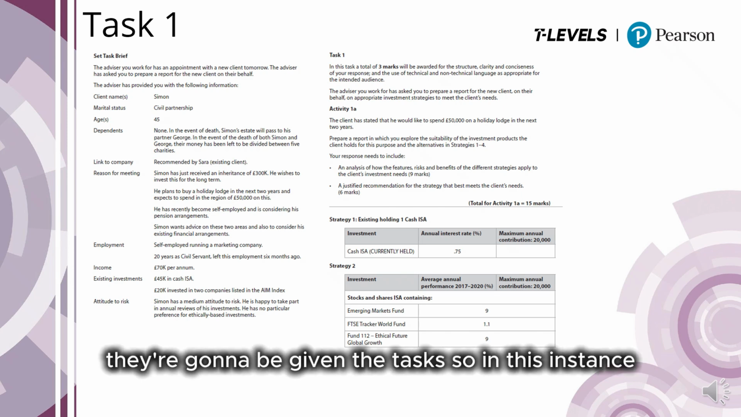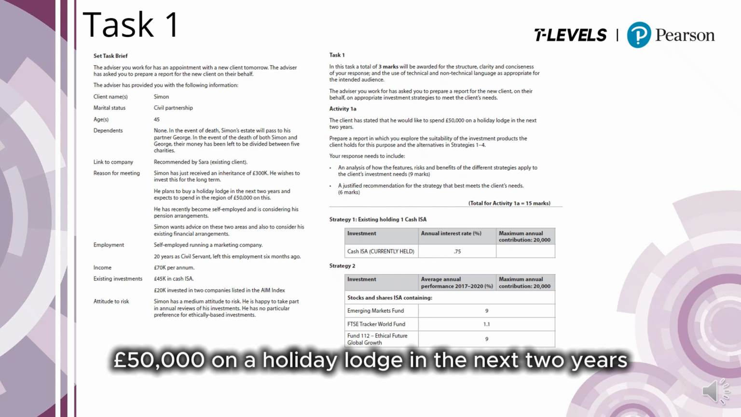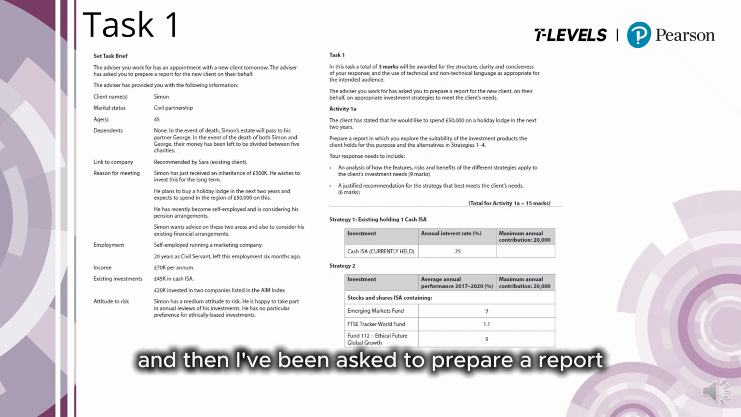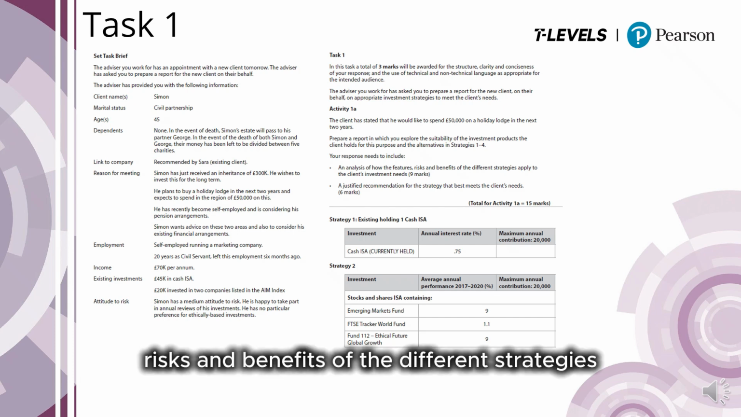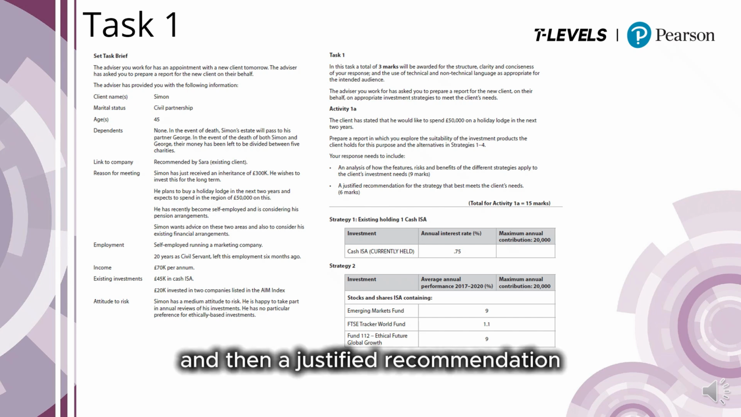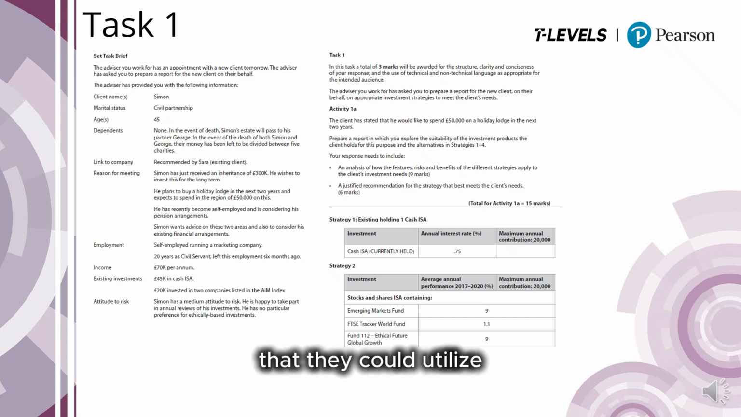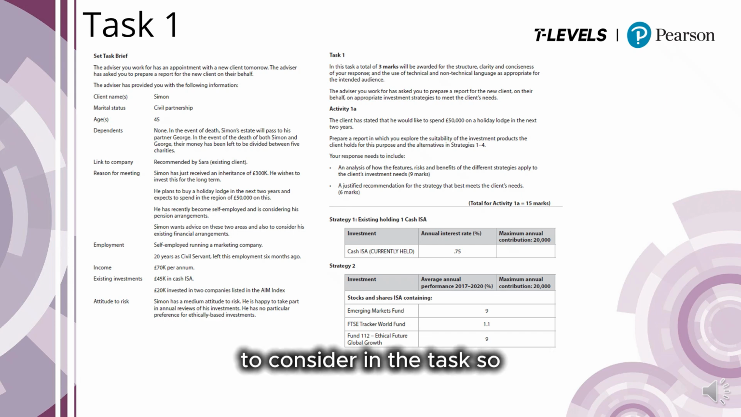And then as we move over onto the right, they're going to be given the tasks. In this instance, they've been told that they would like to spend £50,000 on a holiday lodge in the next 2 years. And then they've been asked to prepare a report which analyses the features, risks and benefits of the different strategies, and then a justified recommendation. At the bottom there I've included a couple of the strategies that they could utilise, but there are more available for the students to consider in the task.